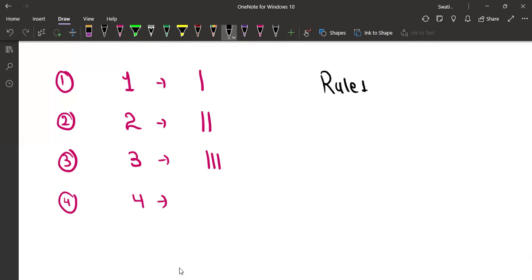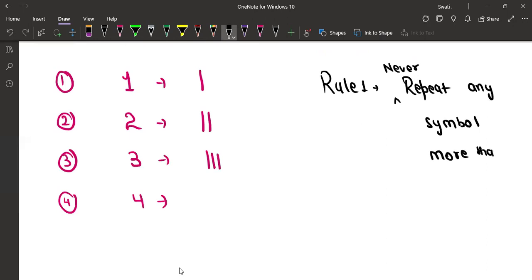The rule number one is very simple: we never repeat any symbol more than 3 times. Of course, here you can see that I have repeated the I 3 times. So can I repeat it for 4? I cannot repeat it for 4. And that is the first rule.